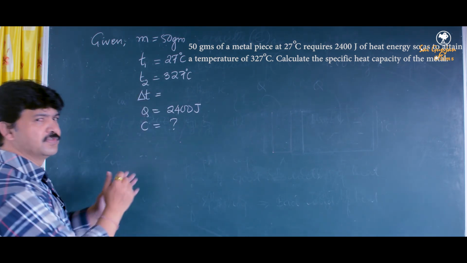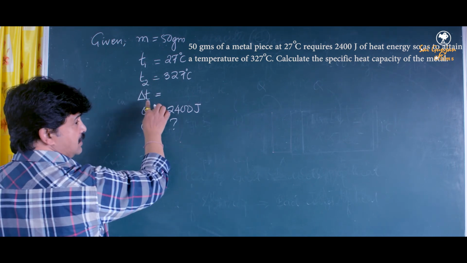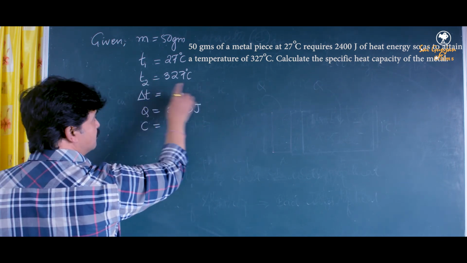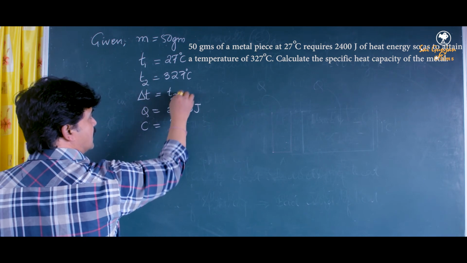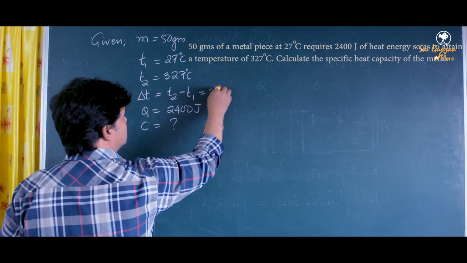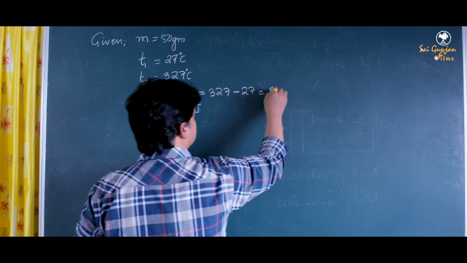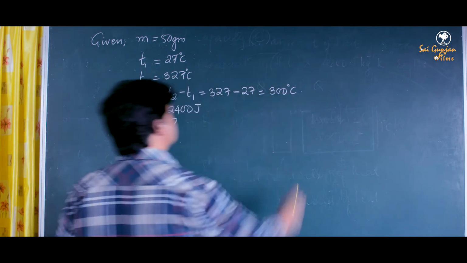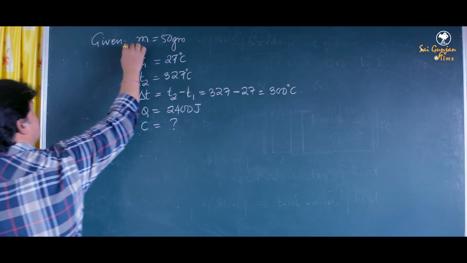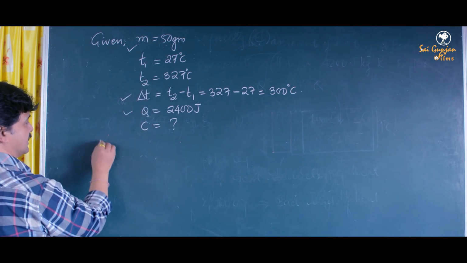It will be easier if you find the value right here, okay? Now delta T means higher temperature minus lower temperature. That means T2 is higher in this case, T2 minus T1. So 327 minus 27, that's equal to 300 degrees Celsius. Now we have the values of M also, delta T and Q. We have to find the value of C.